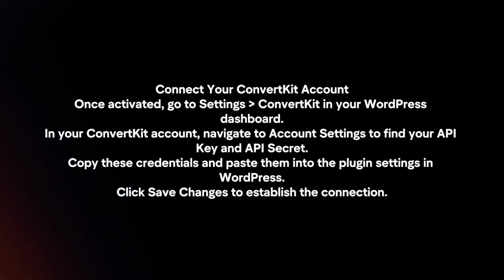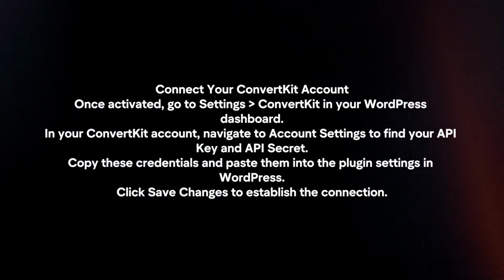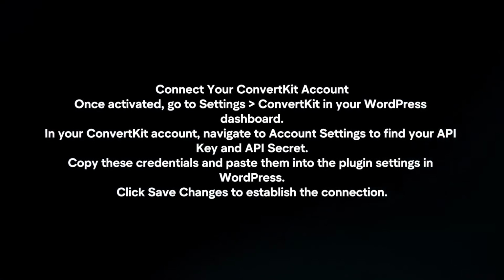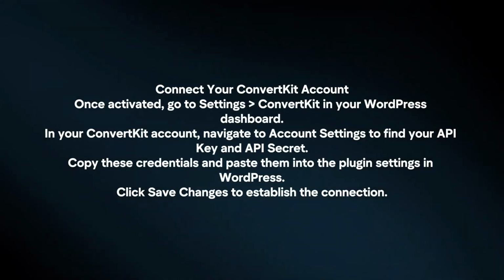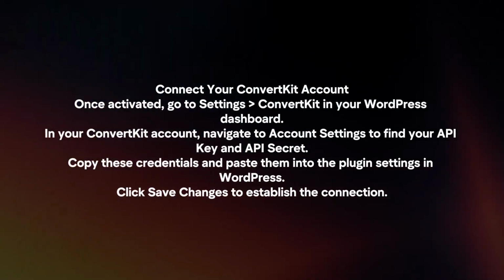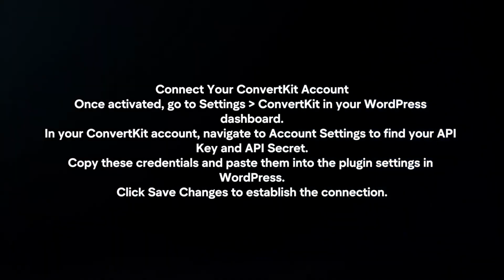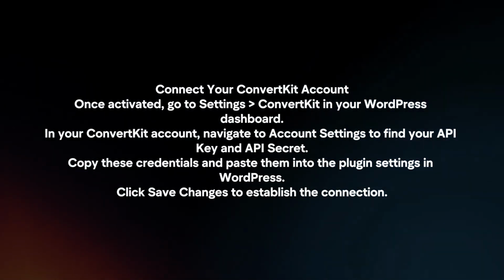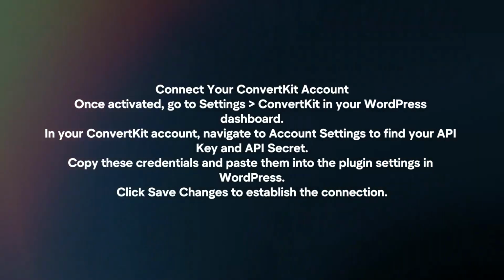Connect your ConvertKit account. Once activated, go to Settings, ConvertKit in your WordPress dashboard. In your ConvertKit account, navigate to Account Settings to find your API key and API secret. Copy these credentials and paste them into the plugin settings in WordPress. Click Save Changes to establish the connection.